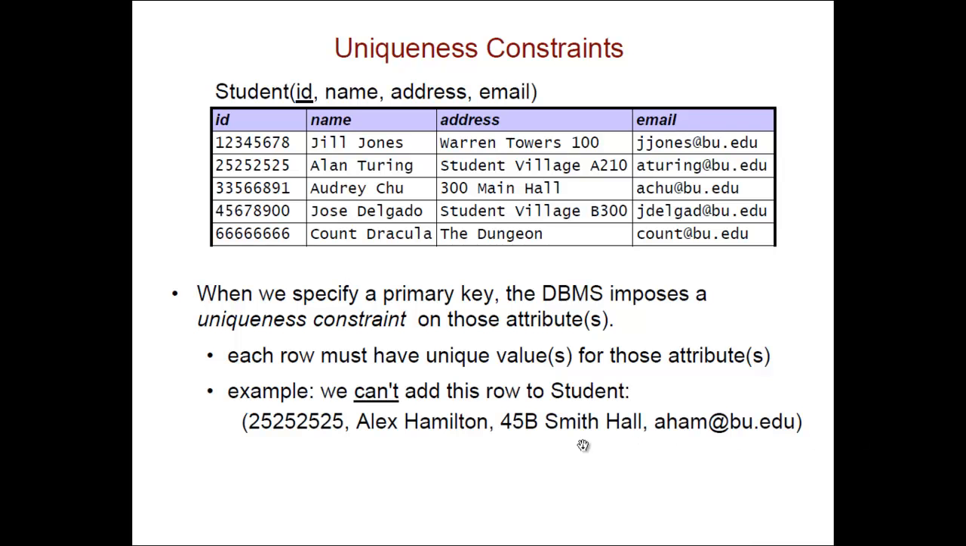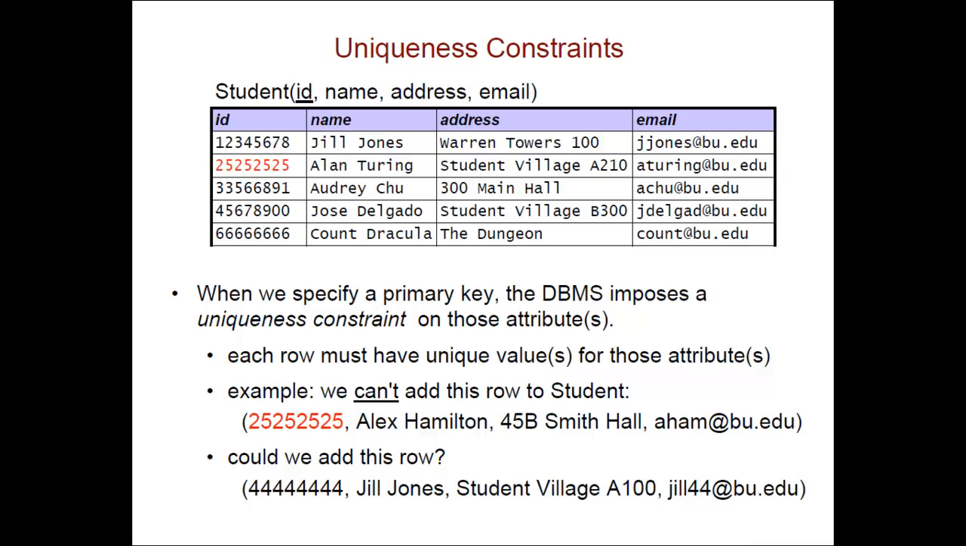For example, we wouldn't be allowed to add this row, this tuple, to our student table. That's because we're trying to reuse a student ID that is already in the table. That would violate the uniqueness constraint, and the DBMS won't allow us to add that row. However, we are allowed to add this row. Even though we already have a student named Jill Jones, there is no uniqueness constraint on the name column, and so we are allowed to add this row. The ID number has not been used yet, if we're assuming that this is the entire table, and therefore we're not violating the uniqueness constraint by adding this row.